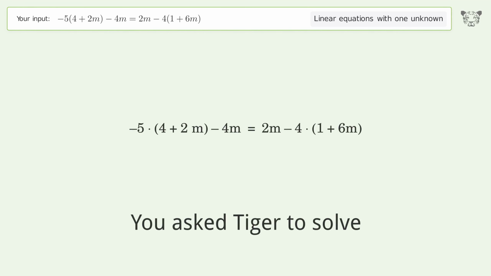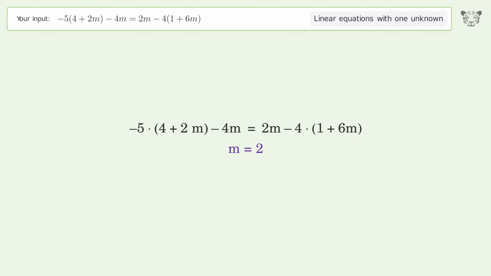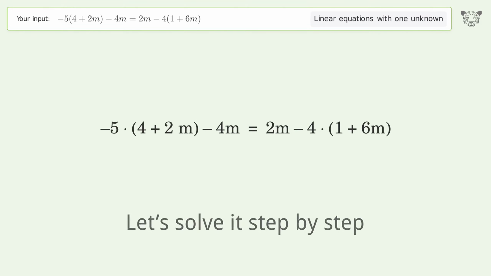You ask Tiger to solve this. It deals with linear equations with one unknown. The final result is m equals 2. Let's solve it step by step.